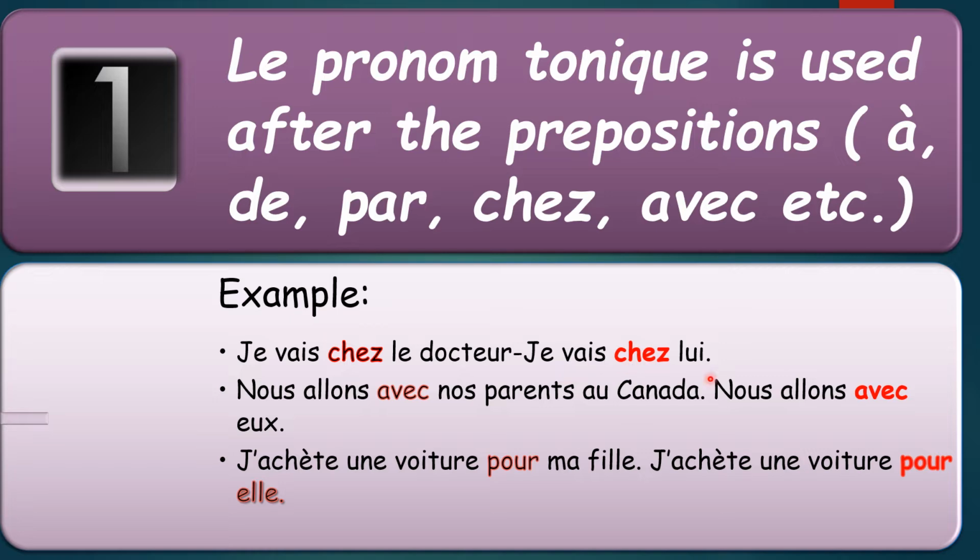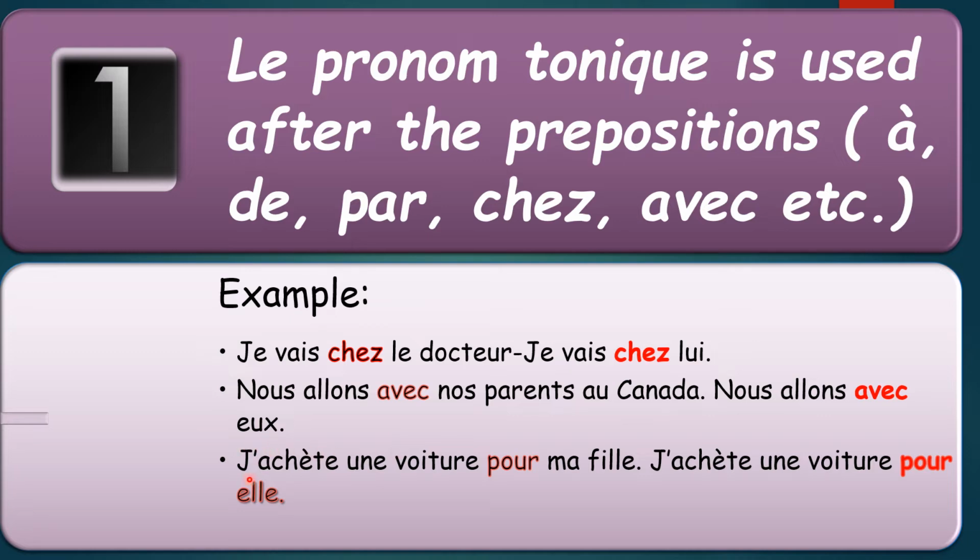Je vais chez lui. Second, nous allons avec nos parents au Canada. Parents are placed after a preposition. To avoid the repetition of the parents, we can replace it with a pronom tonique. Nous allons avec eux. Eux we are using because the one boy, one girl concept is also followed here in French grammar. Whenever there is one boy or 99 girls and one boy is there, even at that moment we make it masculine plural. That's why I have replaced nos parents avec eux.